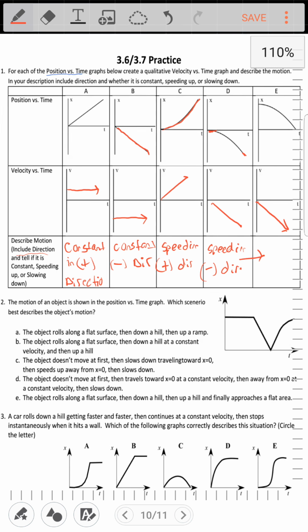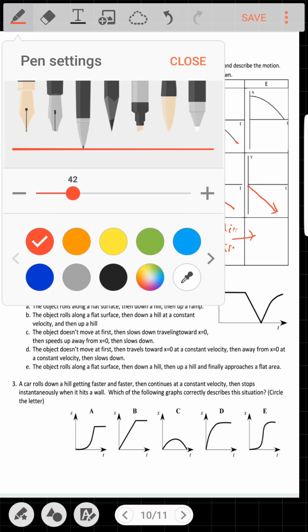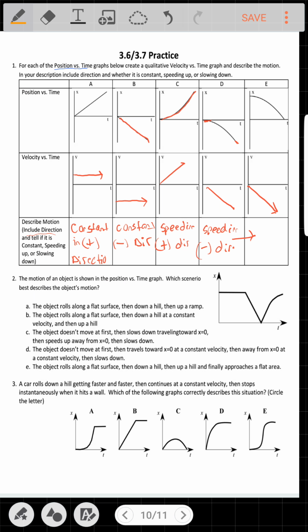Okay, let's go to number 2. Let's get a different color. Let's get orange. The question says the object is shown in a position versus time graph. Which scenario best describes it? Now this is distance versus time, so let's not get confused. There is no increasing distance. You understand? There's no increasing distance. So it's not moving, not moving at first.